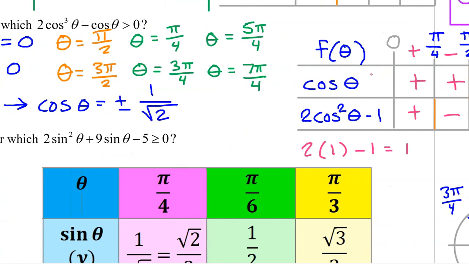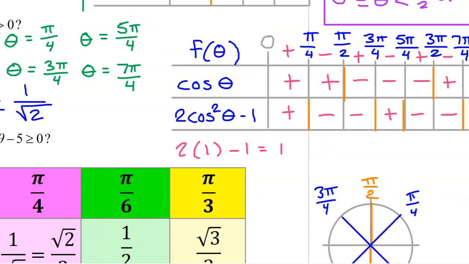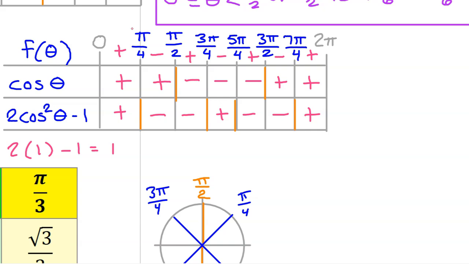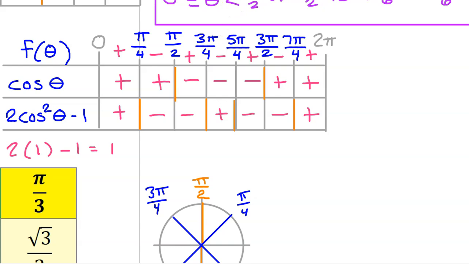Because we are looking for the values of theta that will cause f of theta to be greater than 0, the solutions will be in these intervals where f of theta is positive. The critical values where f of theta is equal to 0 will not be included, so we will be careful to use open circles on these critical values as I mark my solution on this number line.